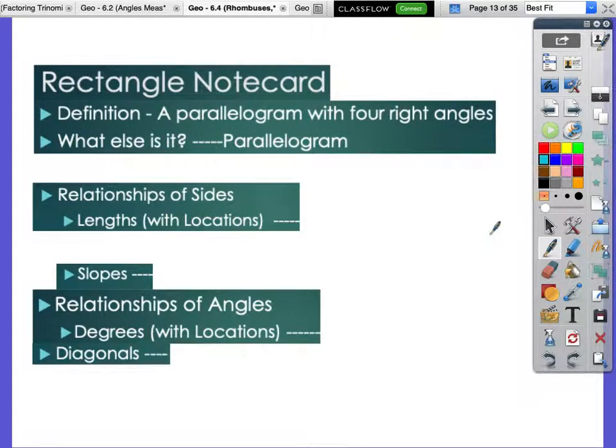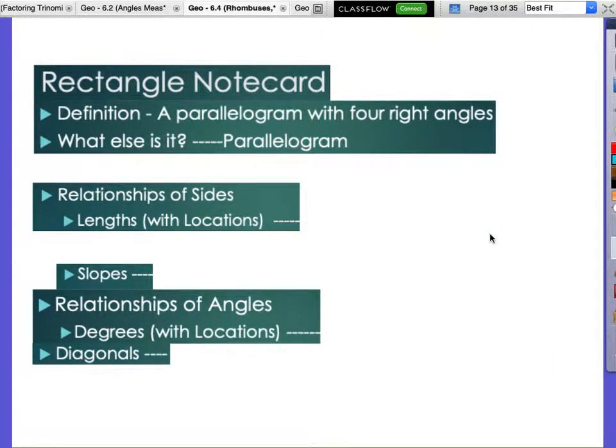What else is it? It's a parallelogram. Hopefully we all have that. And because in the definition, it's a parallelogram. So what else is it?